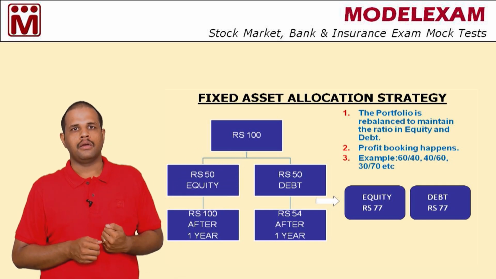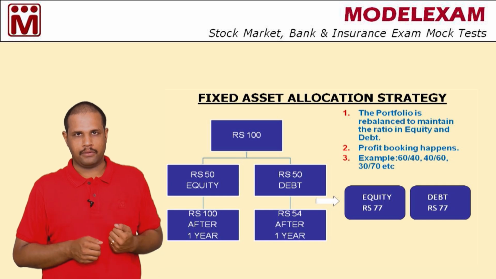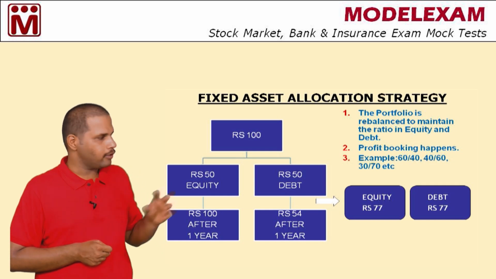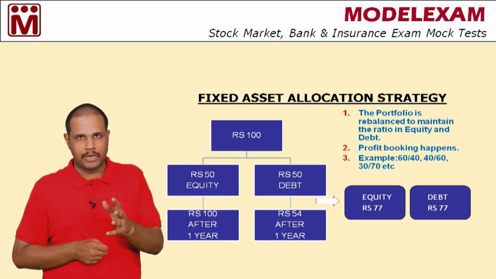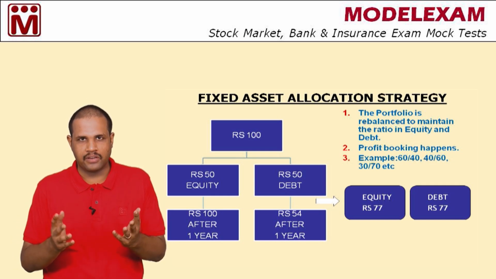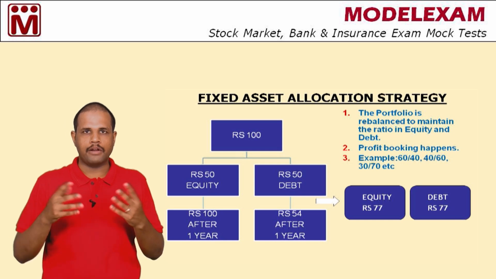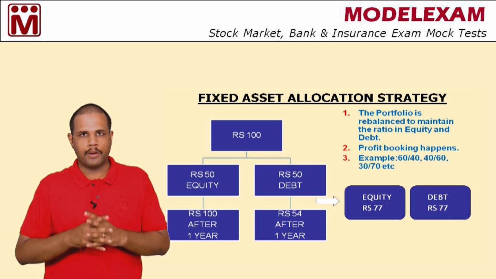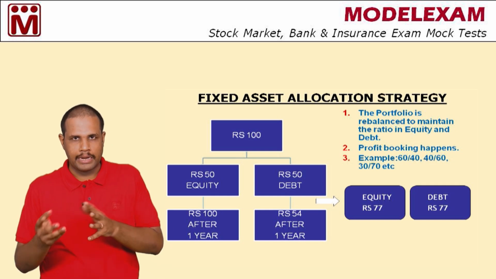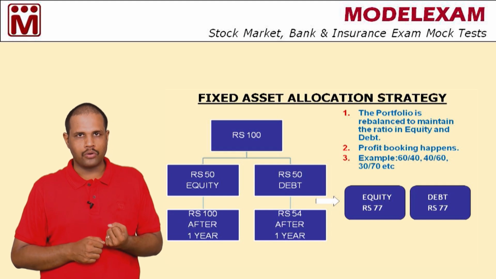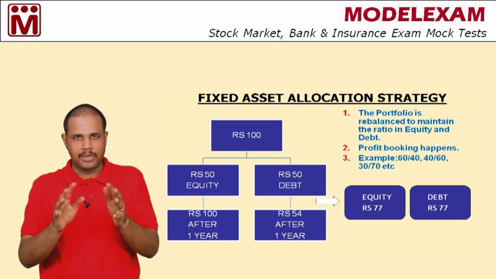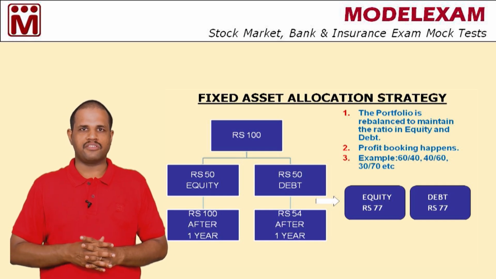So I take 23 rupees from equity. Equity right now is 100. I take 23 rupees from equity and I will add 23 rupees to debt. So equity becomes 77, debt becomes 77. So this idea is known as fixed asset allocation strategy. The advantage of this strategy is that whenever the stock market increases, we are rebalancing, we are taking the money out and investing in the other stable parts to maintain the same proportion. This is the advantage in fixed asset allocation strategy.